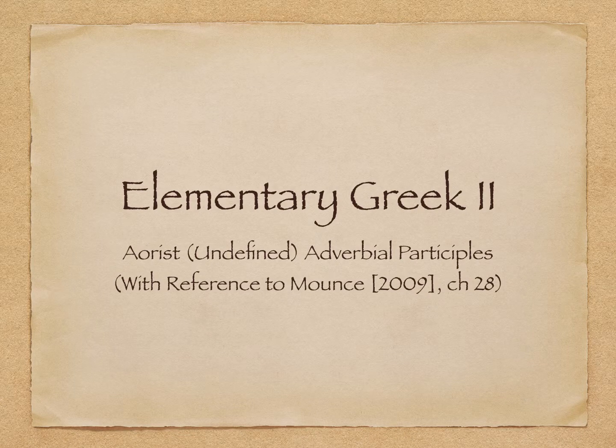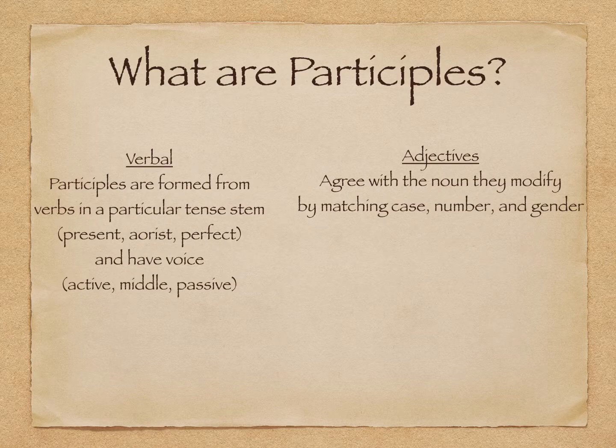Now to Chapter 28, the aorist or undefined adverbial participle. Chapter 27, we looked at the present. Chapter 26, we introduced participles. So now we are on our way, and as I've noted in the previous couple of chapters, participles are essential for translation and exegesis. Let's review.